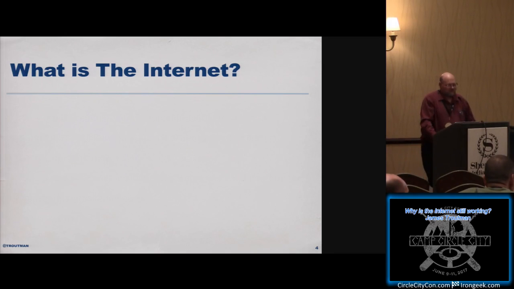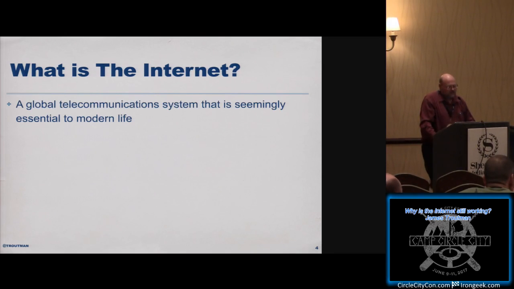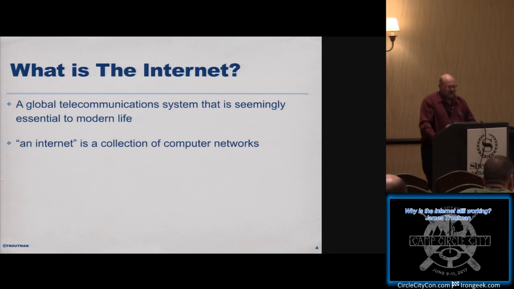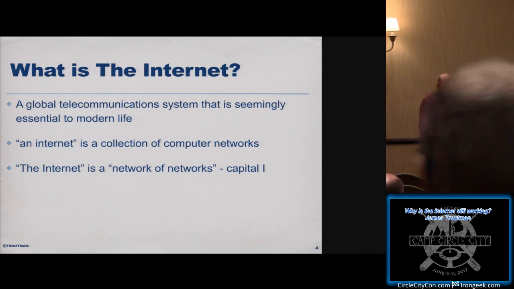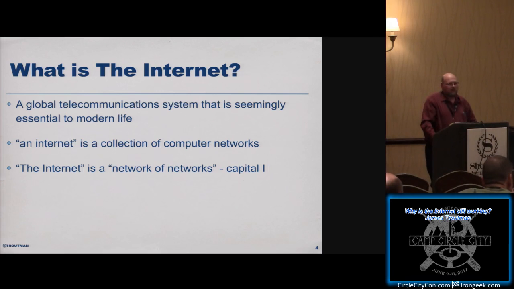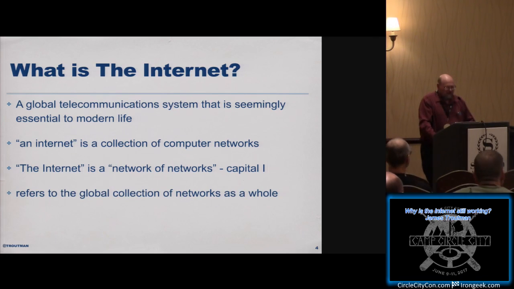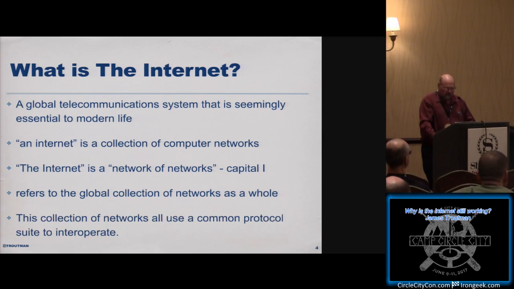So, what's the internet? Global telecommunication system that is seemingly essential to modern life? Question mark? Seems pretty essential to me. An internet is a collection of computer networks. The Internet, note the capital I, is the network of networks, and I am a stickler for the capital I. I know, like the AP style guide says, you don't have to capitalize internet anymore. They are wrong. So that is the Internet as a whole, the global collection of networks. It's a collection of networks that all use a common protocol suite to interoperate.